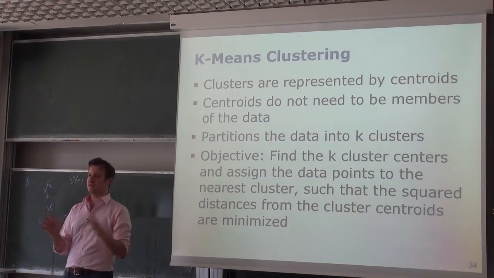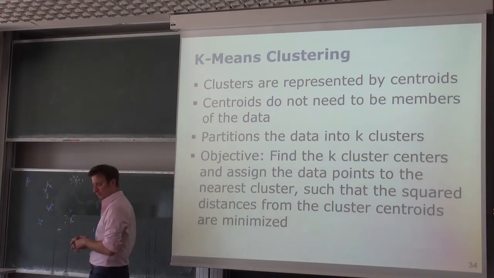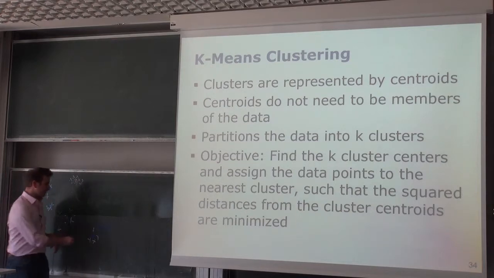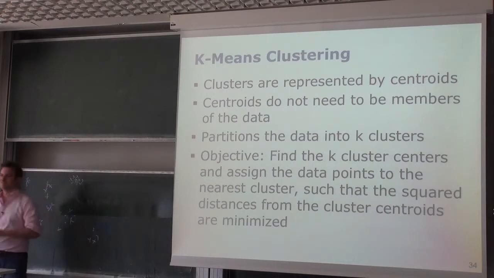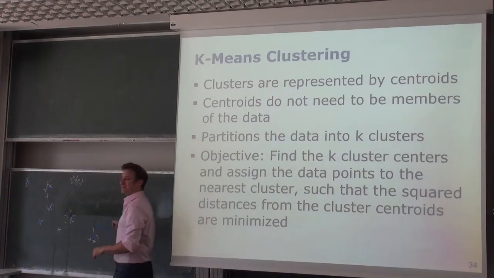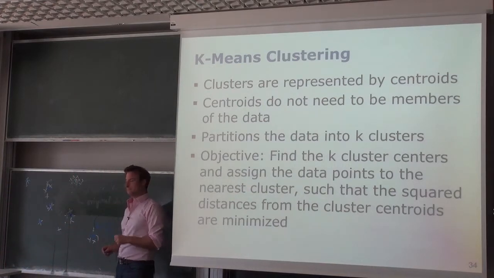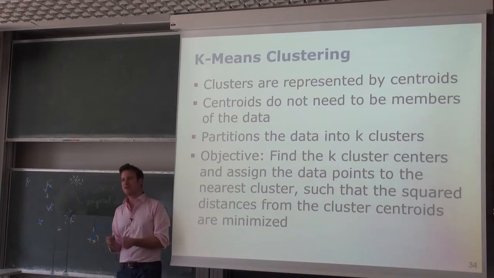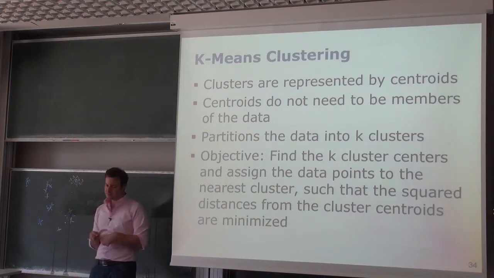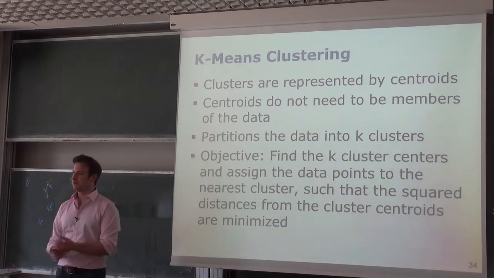K-means assumes k is given. We come to that point later, but for the moment, assume k is given. So I, as a designer, or God, tells me k equals 7. That's easy. We don't have to argue about that. Someone tells me k equals 7, and the question is just where should I put those 7 centroids? That's the task that we want to do.